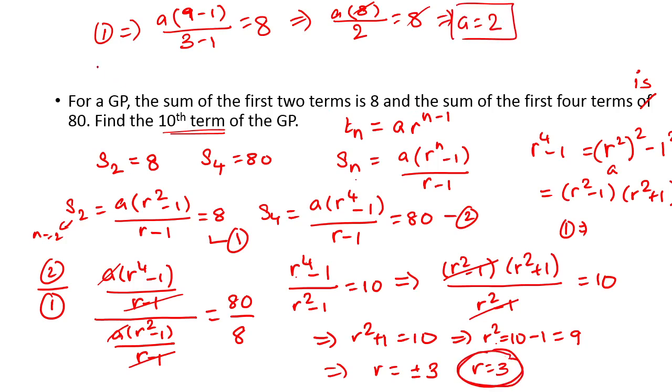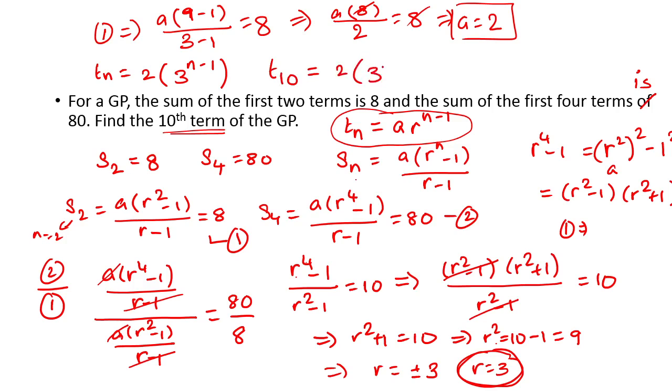I know what the nth term is. So nth term is equal to a, that is 2, into r, that is 3, raised to n minus 1, using the general form of the nth term. What we want is the 10th term. So if I want the 10th term, we'll put n equal to 10. This will be equal to 2 into 3 raised to 10 minus 1, that is 9. You can use a calculator in finding the answer for this, and this will come to 39366.